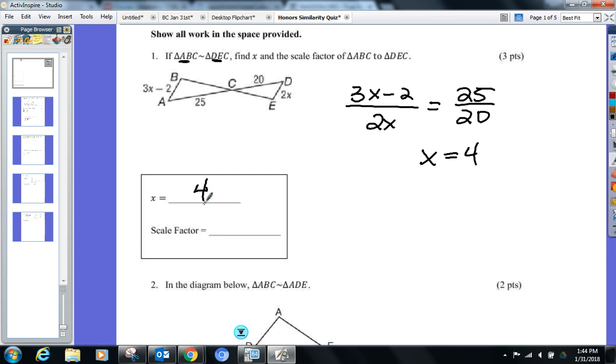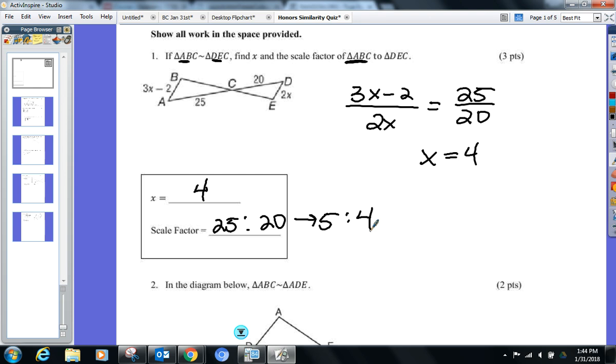What's my scale factor? That is the ratio of two corresponding sides. And I asked to write the scale factor of triangle ABC to DEC, which ended up being 5 to 4. I understand if you did 4 to 5. I get it. You just didn't read the directions carefully enough. I don't know where other numbers other than 5 and 4 came from. I had no idea actually where they came from, those numbers.